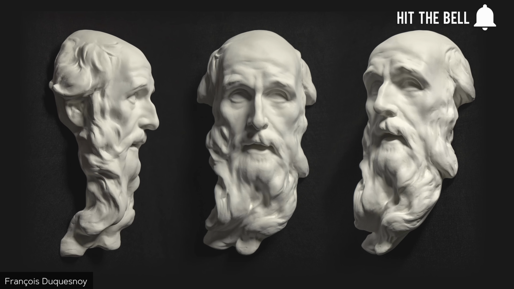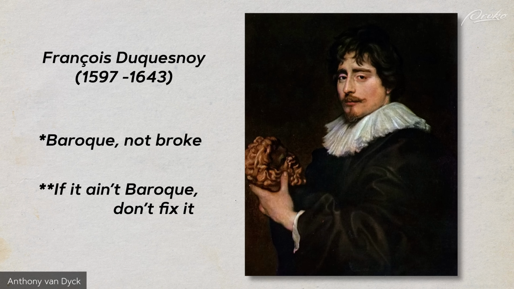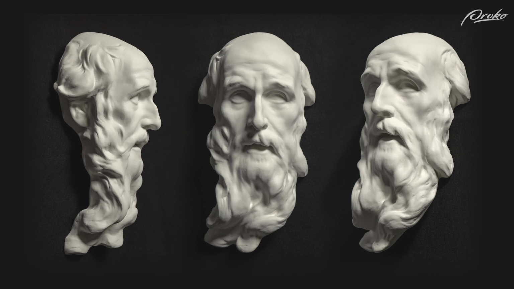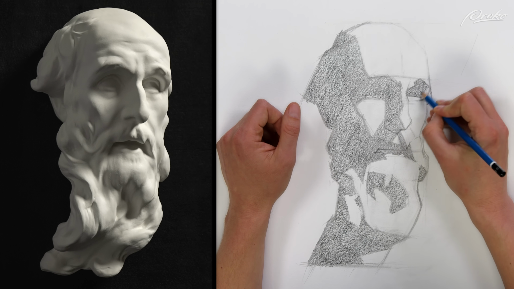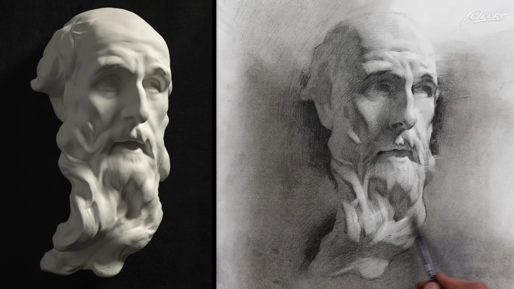We're gonna draw this cast of a sculpture by Baroque artist Francois Duquesnoy. The main goal here is to practice unifying your values by grouping them into larger, connected shapes. Instead of seeing every subtle shift in value as a separate thing, we want to think like designers, consciously finding connections between values to create a more cohesive and powerful image.